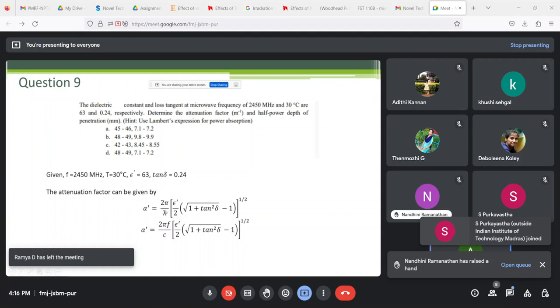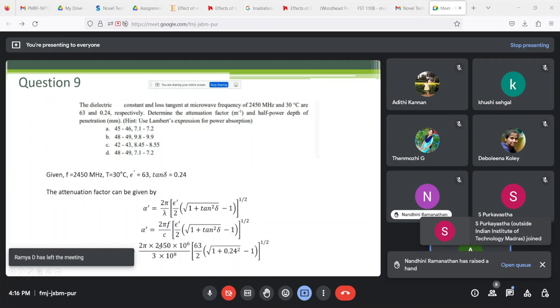So your wavelength can be given as c by f, where c stands for the speed of light and f stands for the frequency. So I think this is a very common equation that you guys might be aware of since high school. So lambda is equal to c by f. So that's what you're substituting here.